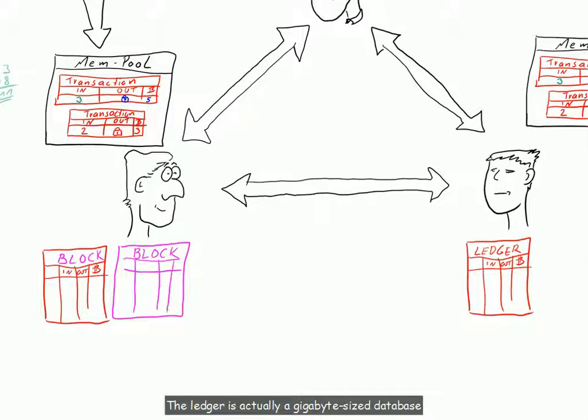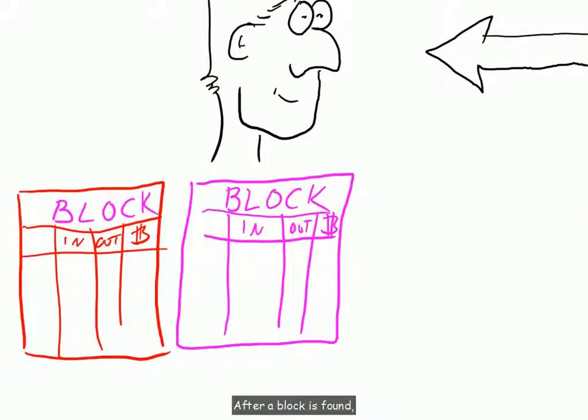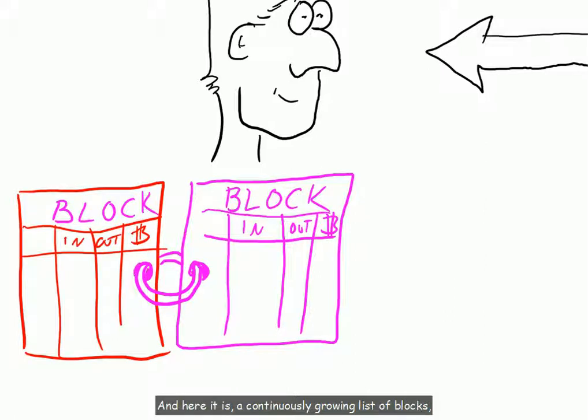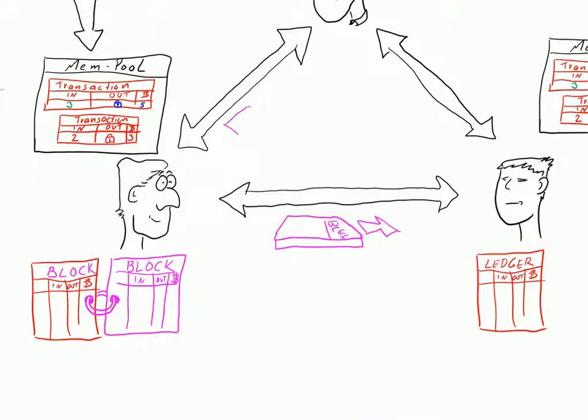The ledger is actually a gigabyte-size database, made up of several such blocks. After a block is found, this block is chained to its previous block by incorporating the previous block hash. And here it is, a continuously growing list of blocks, which are linked using cryptography, the blockchain. As soon as a miner has created a valid block, he sends it to the Bitcoin network.